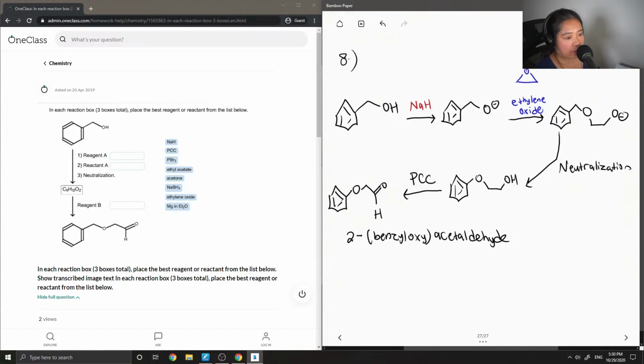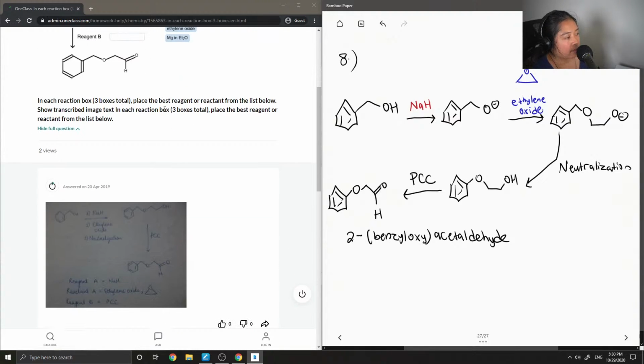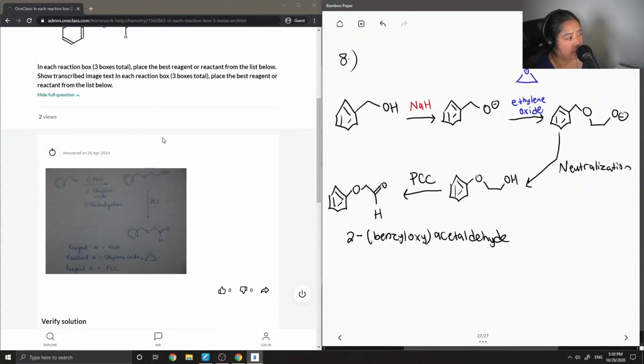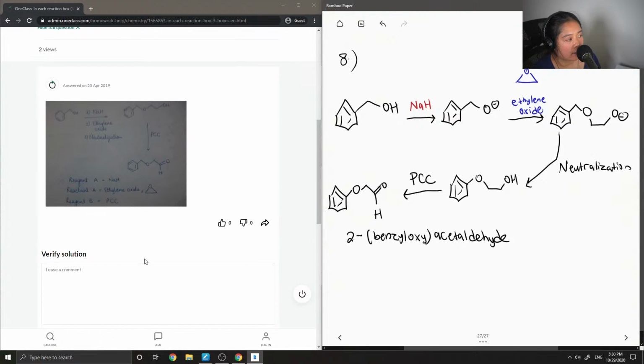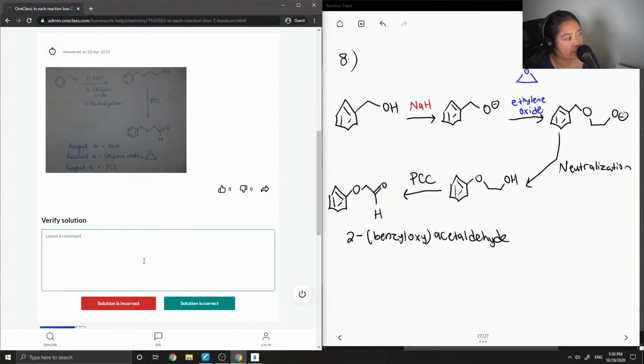Okay, so just some quick organic chemistry involved. So let's see the answer from our junior tutor. Use the sodium hydride, ethylene oxide, and then the neutralization gives us the added carbon group with the OH, PCC, then oxidizes our alcohol to make an aldehyde. This solution is correct.